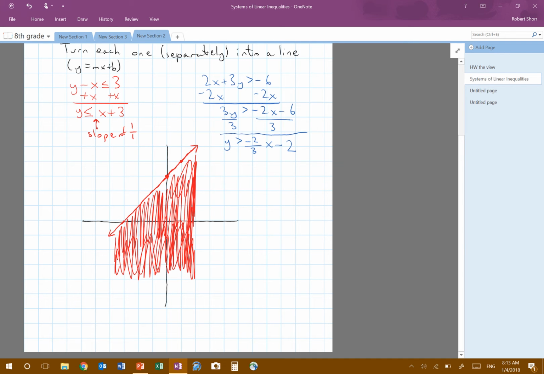Now, for our blue line, negative 2, if we can still find that over here, that's our y-intercept. A slope of negative 2/3 means, right, that's rise over run. So if we want to rise negative 2, that means go down 2 and then run 3. This is going to be a dashed line because it is not "or equal to." So we're going to connect those using a dashed line.